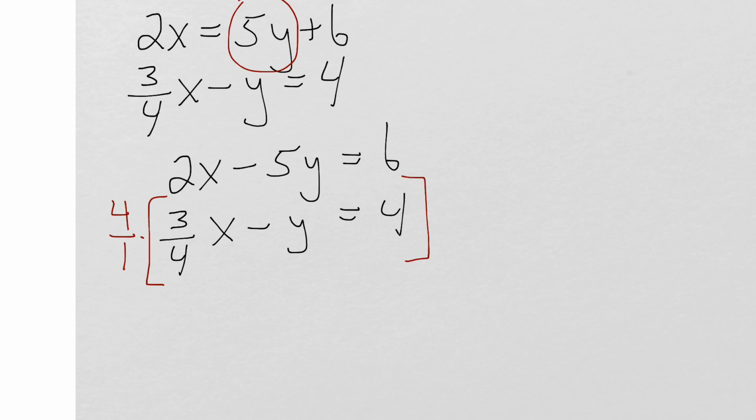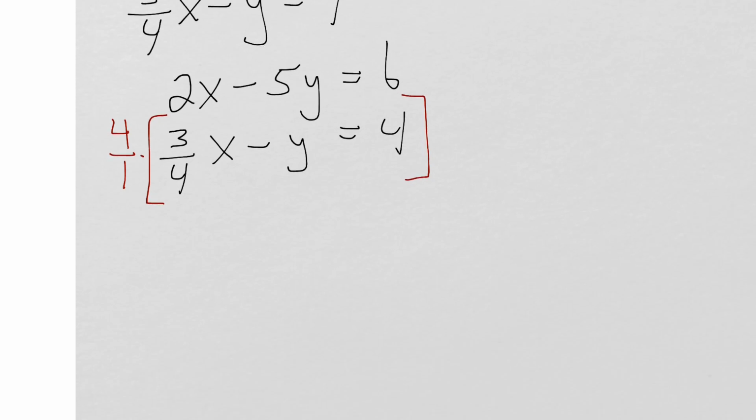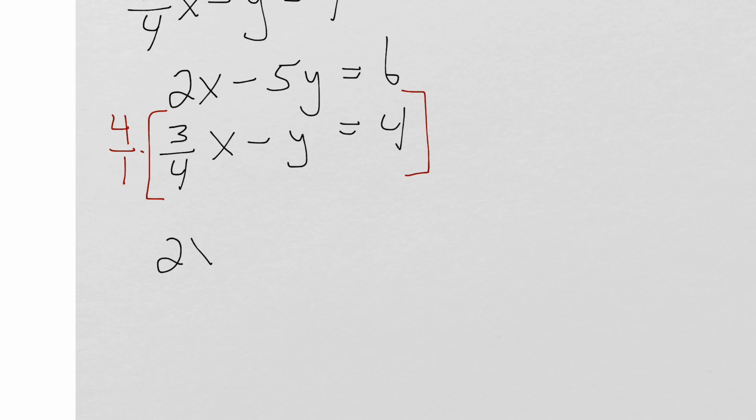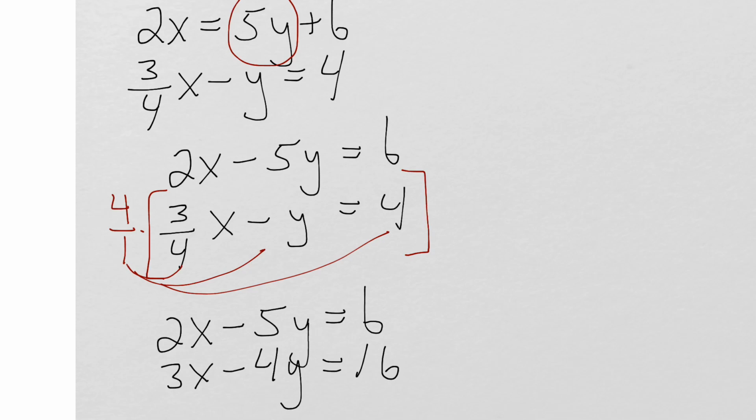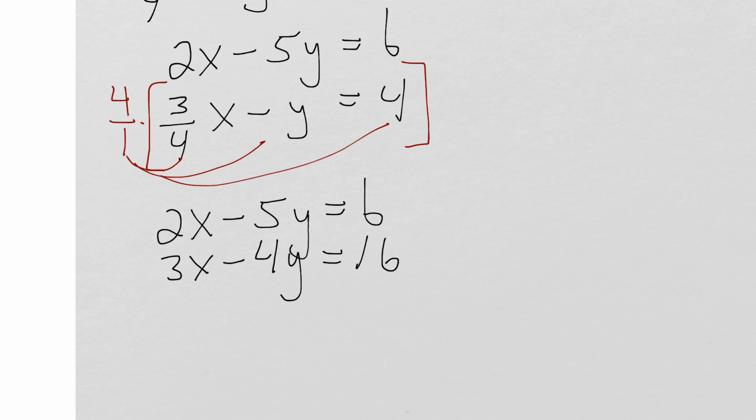And if I do that, now I'm going to leave this top equation alone. I'm going to leave the 2x minus 5y equals 6 alone. On the bottom, though, I'm going to multiply through by this 4 over 1. And what's going to happen is the 4 times the 3/4, the 4's will cancel, leaving just 3x. 4 times the negative y is negative 4y, and 4 times the 4 is 16. So now what I have are two equations that are basically identical to the original ones, but now they're both in standard form, everything is lined up, and there's no fractions.